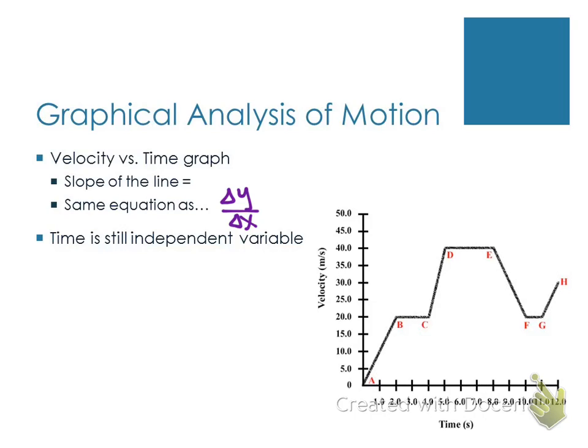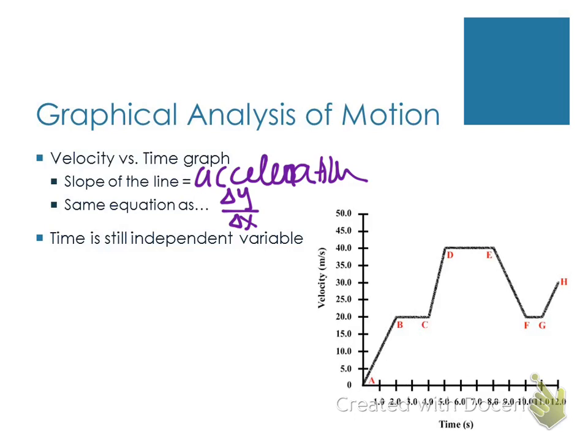I think this one is on your handout, right? No? Does it not on your handout? Okay, well that's okay. Slope of your line on a velocity versus time graph tells you acceleration. We find that by calculating the slope, delta y over delta x.